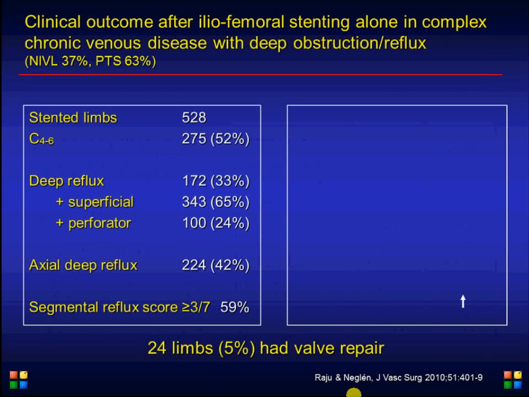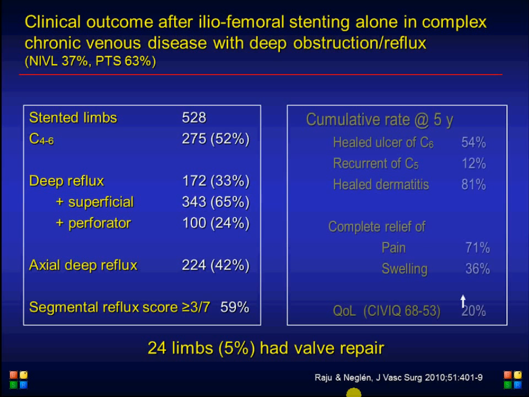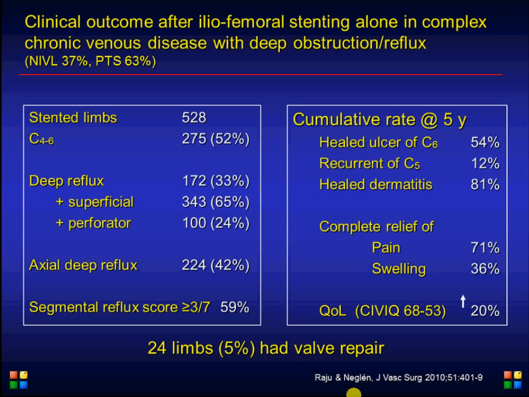And here we have a similar situation where we have deep reflux. And this is 528 patients that had C4 to C6 in 52% of patients, the rest were C3 and pain. And you can see that all had a deep reflux. This was 33% only, plus superficial of 65, perforator 24, axial reflux here, and the number of segments involved. And we went in and did stenting of this patient alone, not treating any reflux. The result after 5 years was similar, that the ulcer healed at 54% and stayed healed over a 5-year period. Recurrence of C5, this is patients that have had an ulcer and at the time of surgery were healed, and they recurred in 12%, and those patients with severe dermatitis, they healed in 81% cumulatively over a 5-year period.